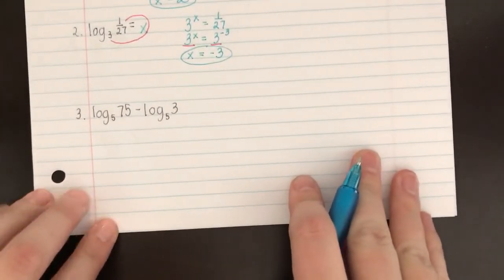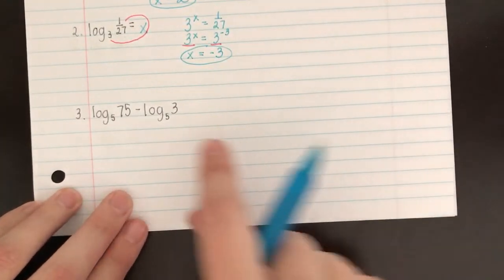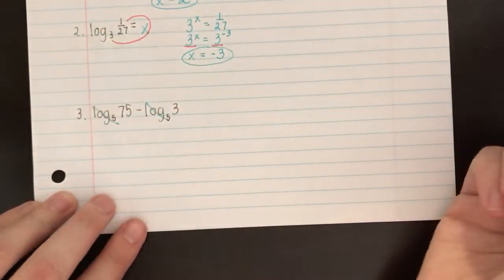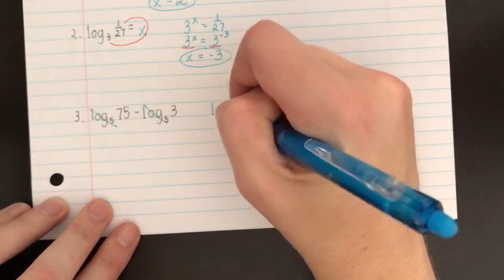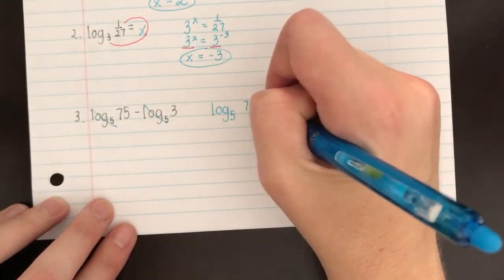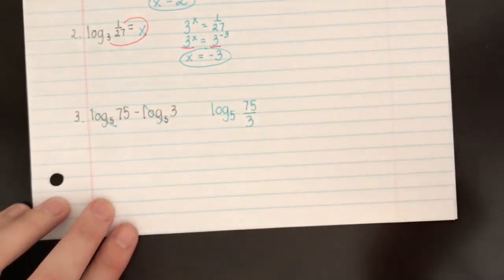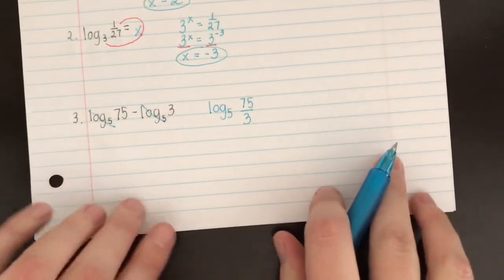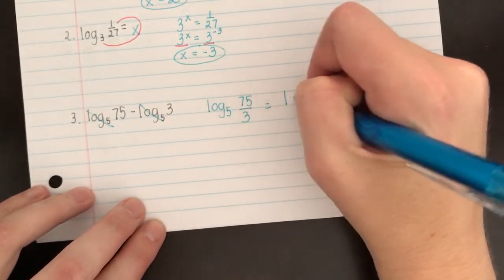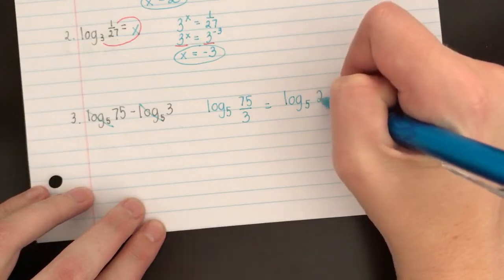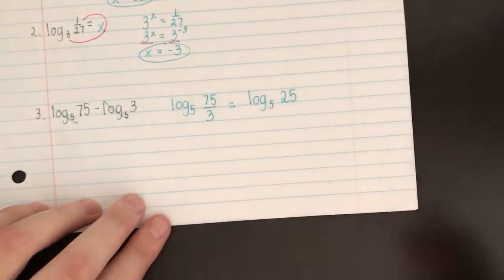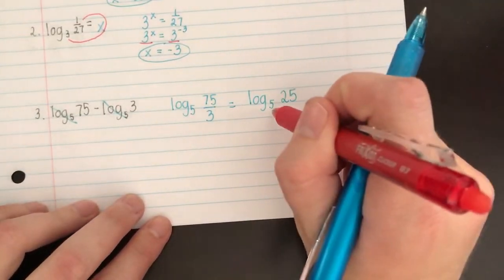All right, on this one you can't evaluate and you can't swirl until you have a single log. So condense this to a single log. So this would look like log base 5. Because we have the minus sign, this would be 75 over 3 because of the minus. So then convert this to log base 5 of 25. 75 divided by 3 is 25. And then you can go ahead and swirl.